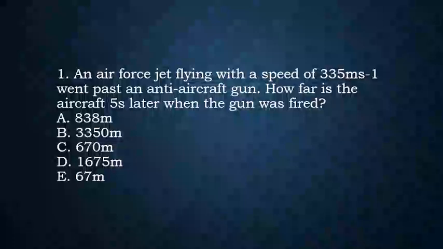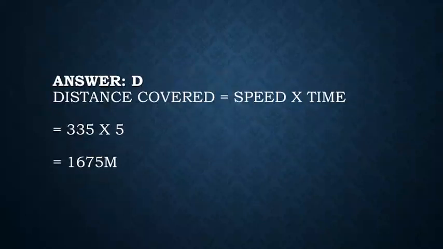Here are JAMB questions. The JAMB questions are on physics. The first question: an Air Force jet flying with a speed of 335 meters per second went past an anti-aircraft gun. How far is the aircraft 5 seconds later when the gun was fired? So the answer to that question is D.